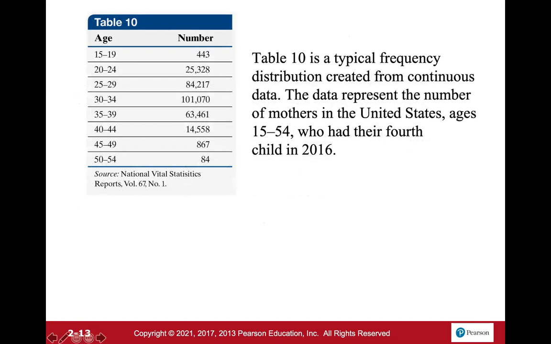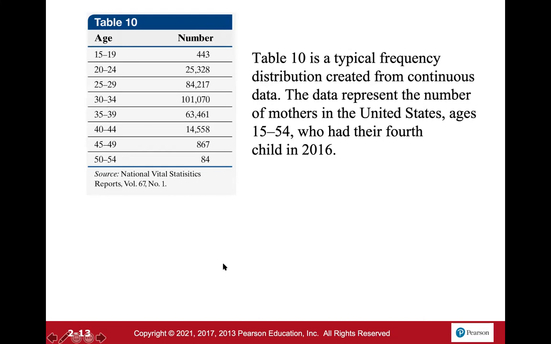So what we do is we range things from a smaller number to a larger number. So here, age 15 to 19, instead of having the ages from 15 all the way up to 54, instead of writing like 15, 16, 17, all the way up to 54, we're able to organize it in these classes. So the first class would go from 15 to 19. Second class will go from 20 to 24, 25 to 29, so on and so forth.